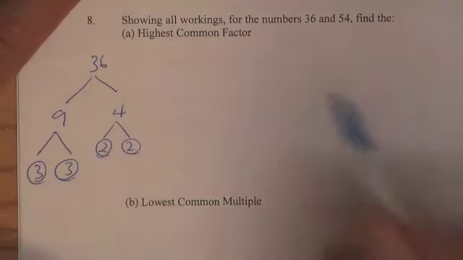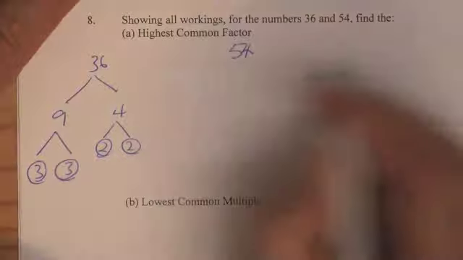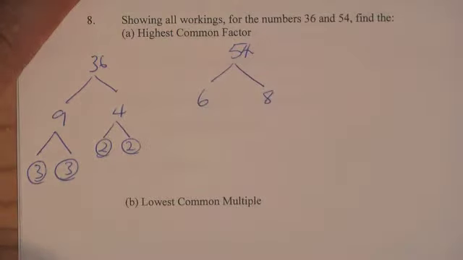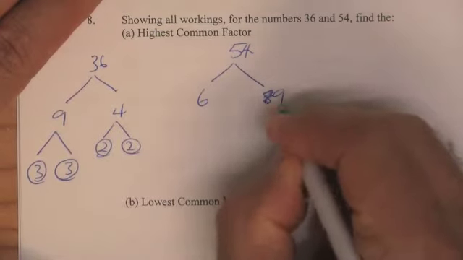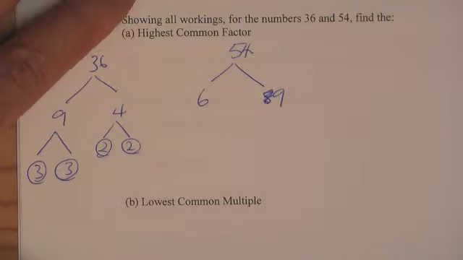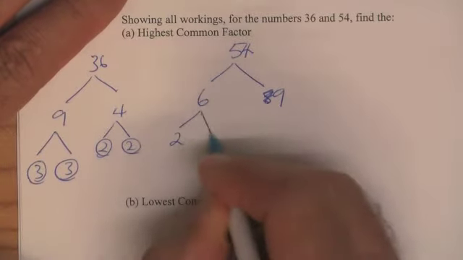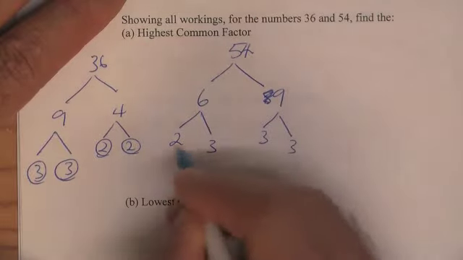Right, now let's do 54. 6 eighths of 54, there's my times tables. 6 eighths, whoa, big mistake. 6 nines are 54. Is that right? 6 eighths are 48. 6 nines are 54. Yep. Now 6 is 2 times 3, and 9 is 3 times 3.